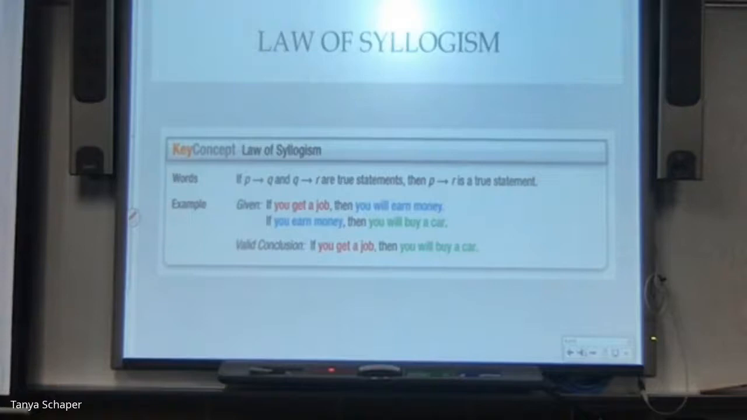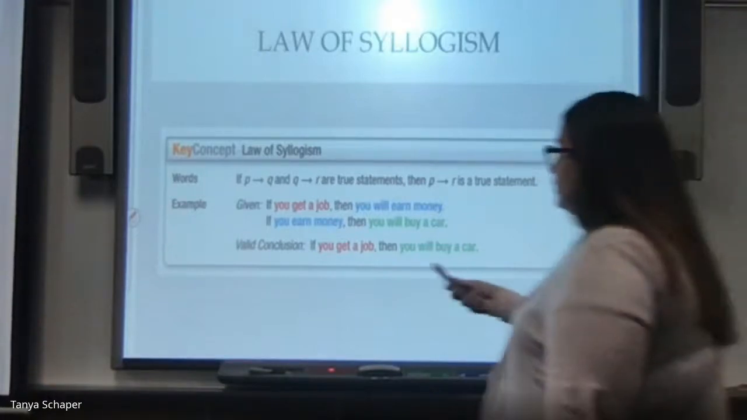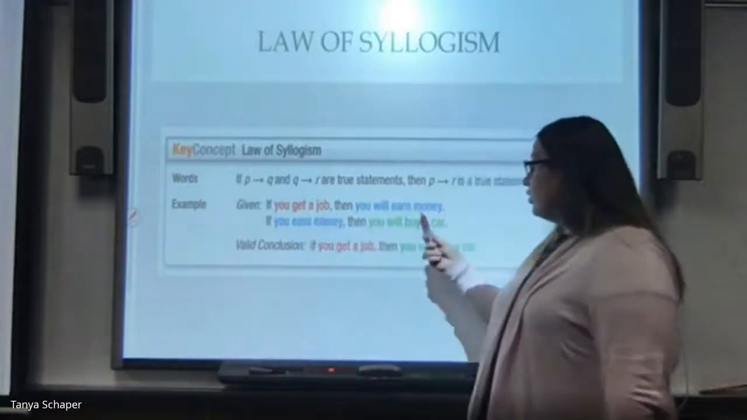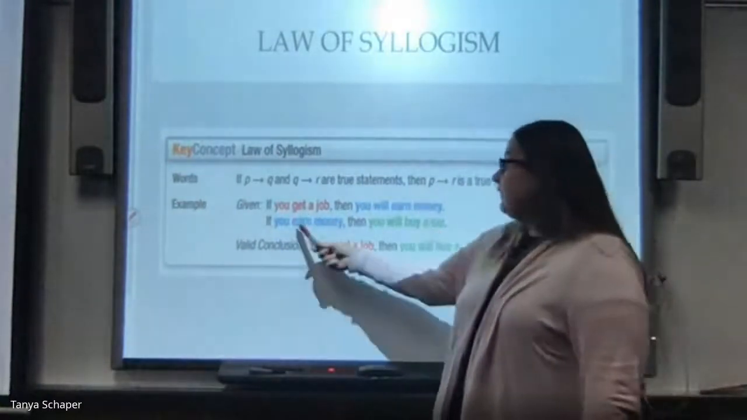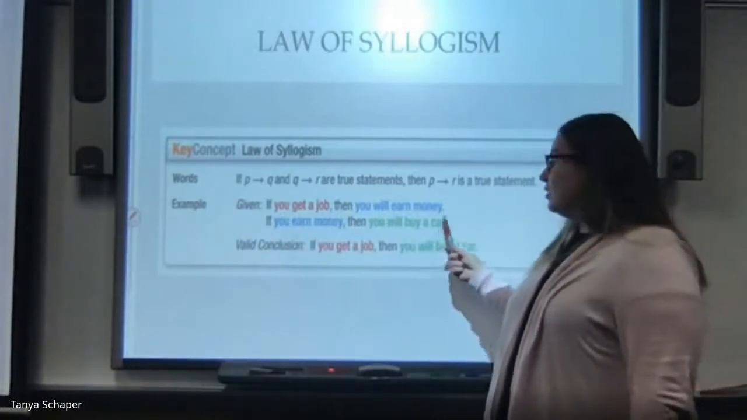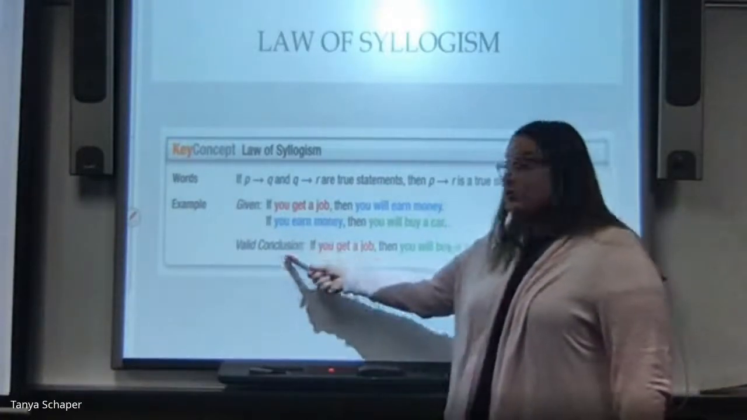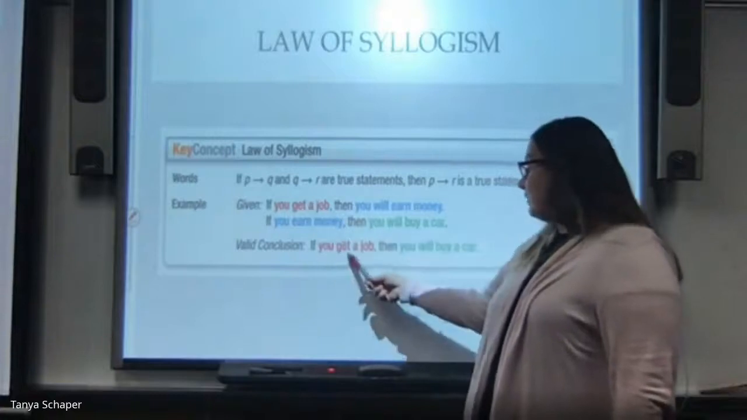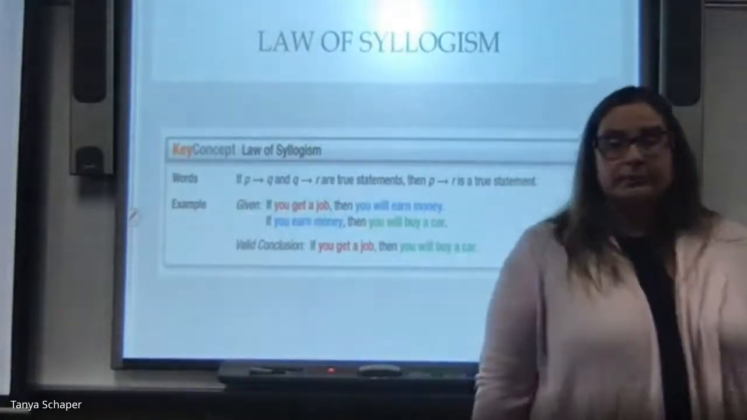With the law of syllogism, we've got 3 different statements. If you get a job, then you'll earn money. If you earn money, then you'll buy a car. So we can make a valid conclusion that if you get a job, you will buy a car.